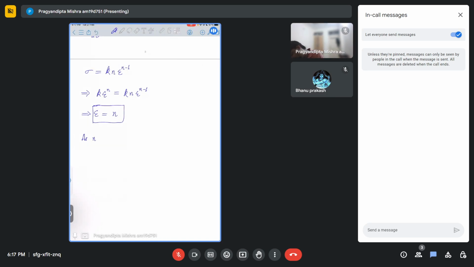Okay, so let me write that down. As n increases, total elongation will increase, since the uniform elongation is also increasing. So I can write that in brackets, since the uniform elongation is also increasing.